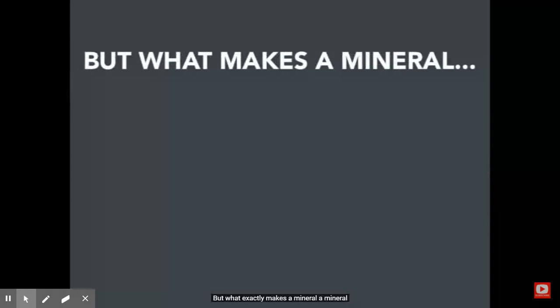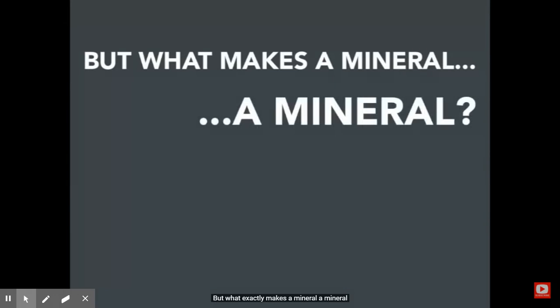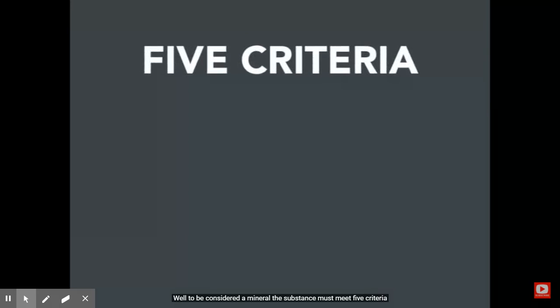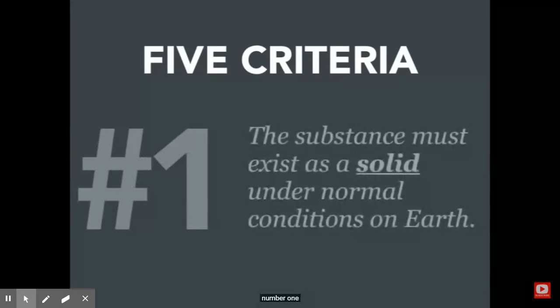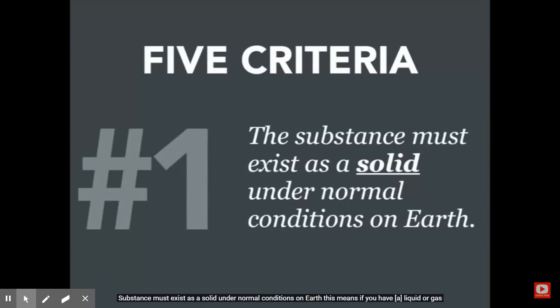But what exactly makes a mineral a mineral? Well, to be considered a mineral, the substance must meet 5 criteria. Let's go through those 5 criteria right now. Number 1, the substance must exist as a solid under normal conditions on Earth. This means if you have a liquid or a gas under normal conditions, it cannot be considered a mineral. It must be in the solid state.